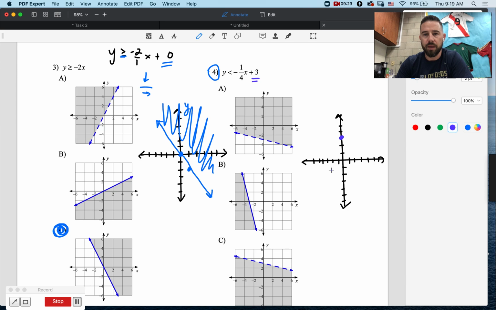Okay, looking good. Now our slope is negative, so that means I'm going to be going down and to the right. Okay, if it was a positive slope, I'd be going up and to the right. Okay, so I'm going to go down 1 and right 4. Down 1, right 4. Down 1, right 1, 2, 3, 4. And I want you to notice something. There's no line underneath here, which means it's not going to be solid, it's going to be dashed.